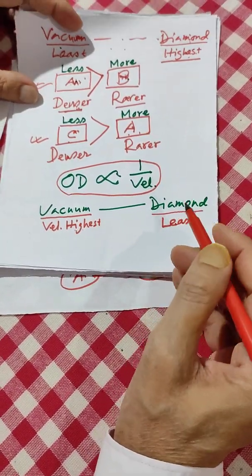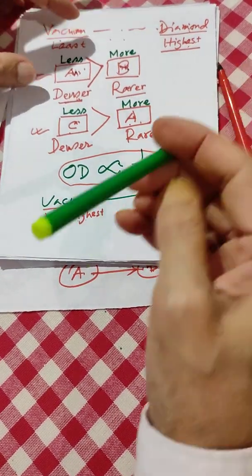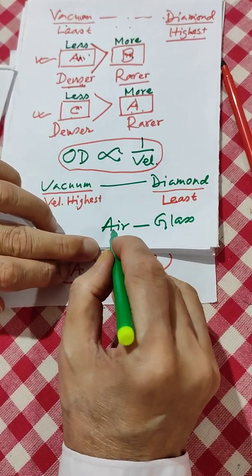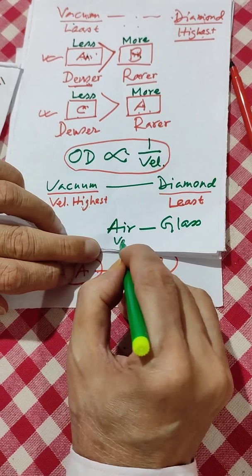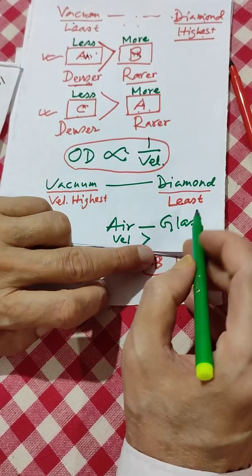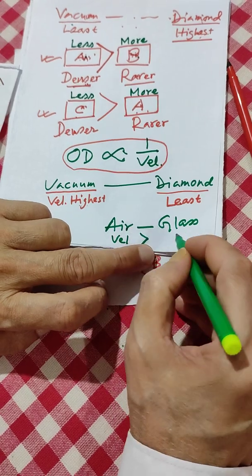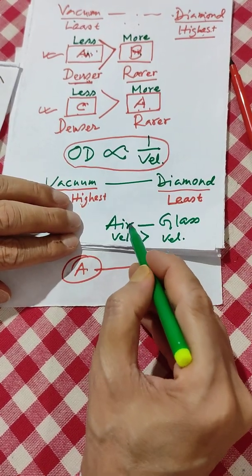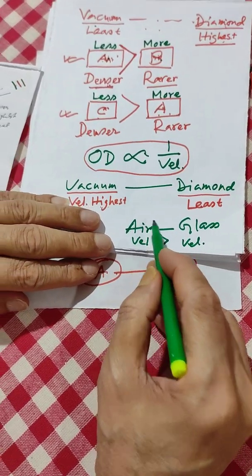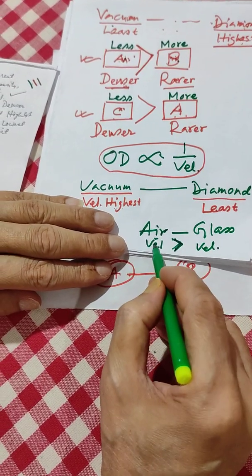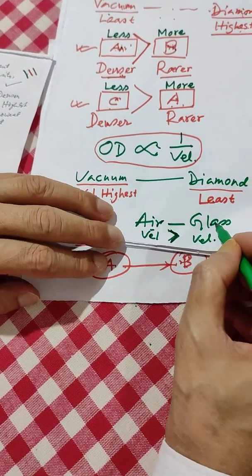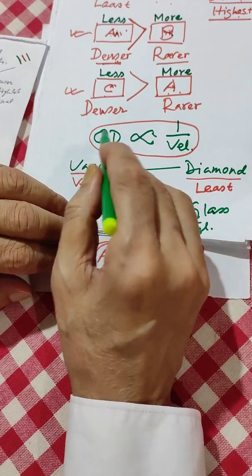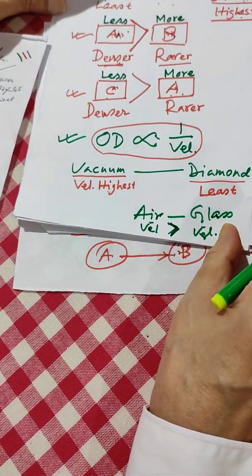Therefore, if you compare air and glass, optical density of air is less. Therefore, velocity of light in air will be more. Optical density of glass is more than that in air. Therefore, velocity of light in glass will be less. So, air is rarer medium, that means optical density less, therefore velocity of light will be greater. Then glass, which is denser medium, optical density high, therefore velocity of light will be less. You follow? So, this relation you have to remember, it is like a formula.